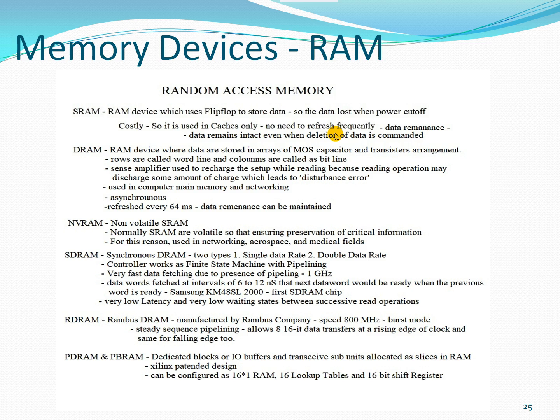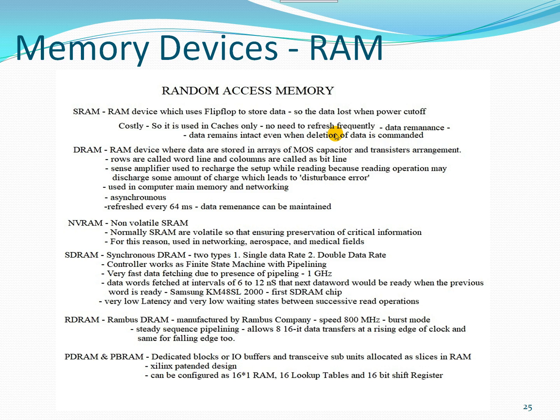These kinds of DRAMs are used in computer main memories and networking memories. Also these DRAMs are accessed in asynchronous nature only, and DRAMs are required to refresh every 64 milliseconds, and data remnants can also be maintained in these kinds of memory chips. And NVRAM is a non-volatile SRAM, because SRAMs are costly, and this kind of SRAM is volatile in nature.